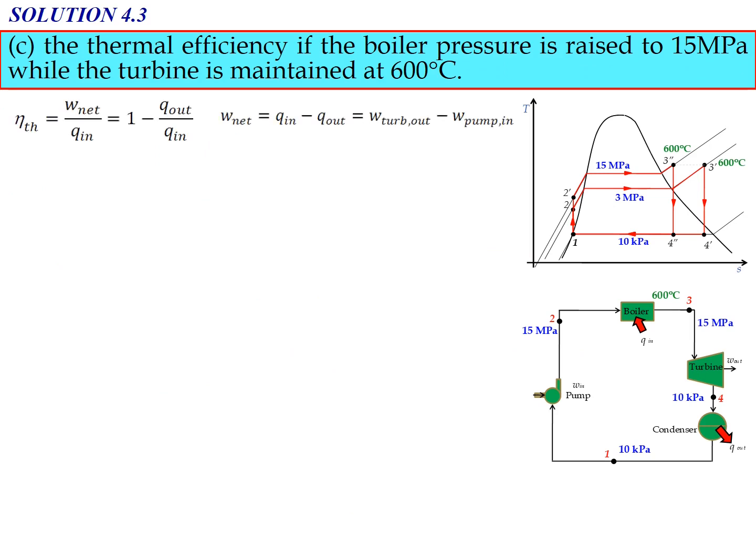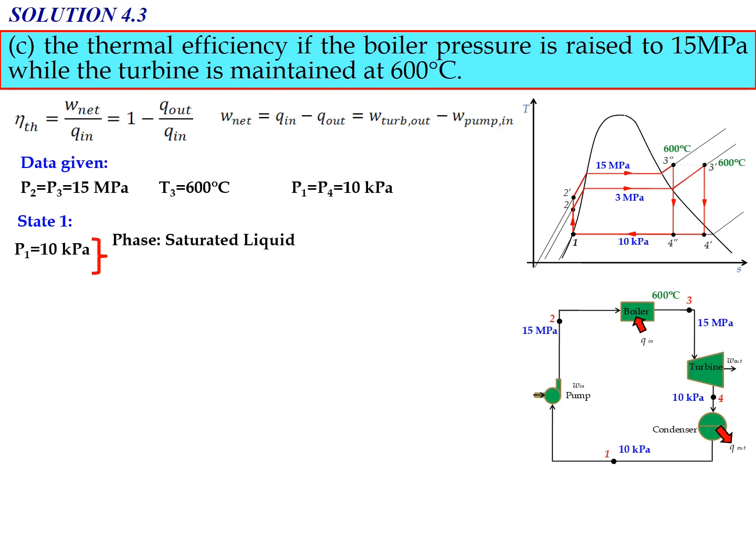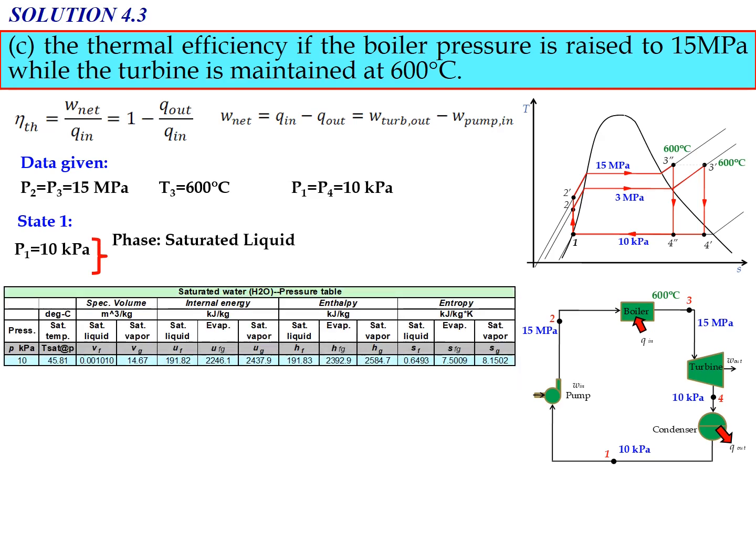Now you need to determine the thermal efficiency for the last case. We use the same equation for thermal efficiency. Data given: P2 equals P3 equals 15 megapascal, T3 is 600 degrees Celsius, and P1 equals P4 equals 10 kilopascal. For state number 1, because the data is not changed, we can still use the important values for state number 1 from question A and question B. We have P1 equal to 10 kilopascal, and we know the phase is saturated liquid. So from the saturated water table, we can determine the values of H1 and also V1.